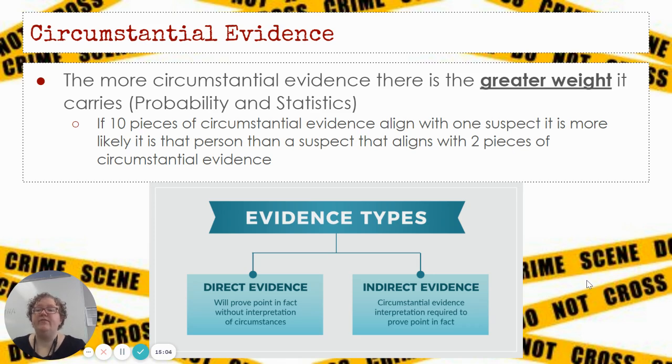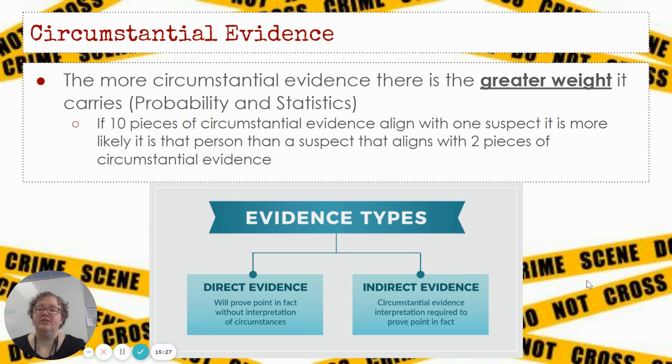For circumstantial evidence, you need more circumstantial evidence. The more circumstantial evidence you have, the greater the weight it carries, right? So if you have 10 pieces of circumstantial evidence aligning with one particular suspect, it is more likely that that person committed the crime than a different suspect that only aligns with 2 pieces of circumstantial evidence, right?